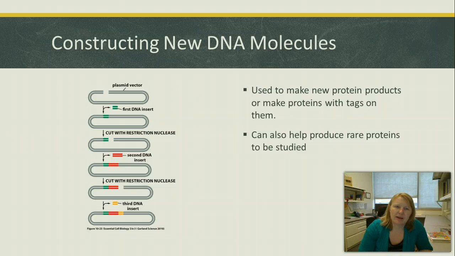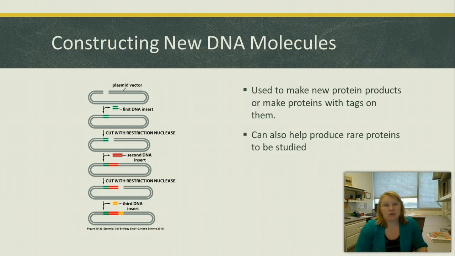So now let's talk about how we use some of this information to construct new DNA molecules. So let's say that we want to make a new protein, or we want to modify a protein, or produce proteins that are rare. What we need to do is modify that DNA. So we'll take that plasmid vector and insert the DNA with the information that we want. And so then we can build this protein to be what we want.